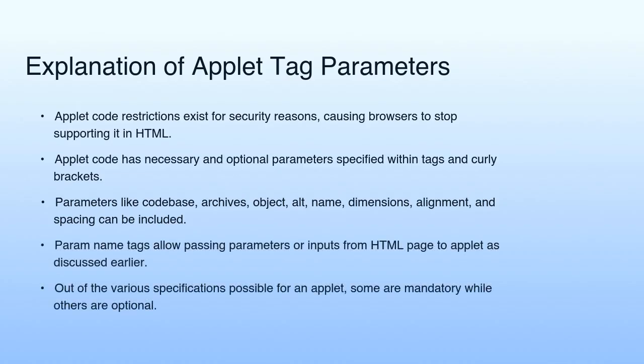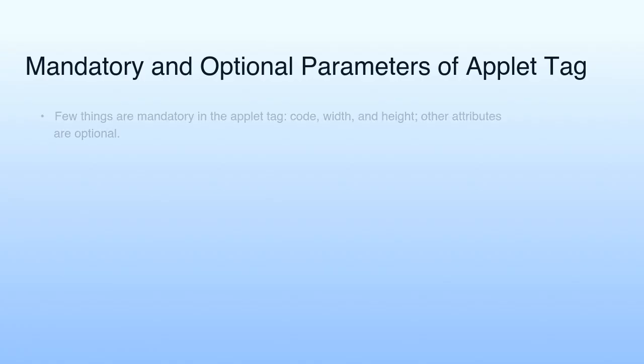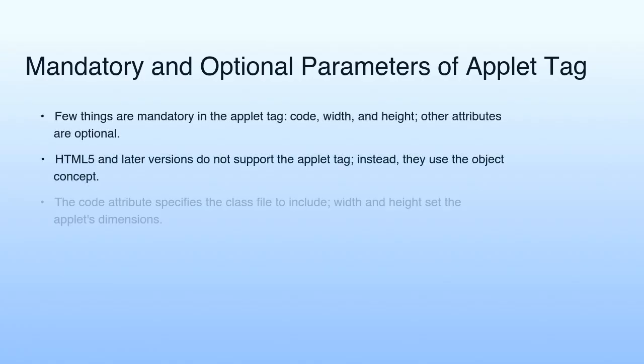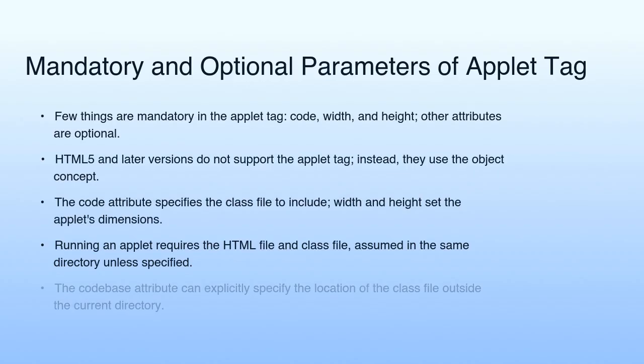An applet has necessary and optional parameters specified within tags and angle brackets, such as codebase, archive, object, alt, name, dimensions, alignment, and spacing. The param name tags allow passing parameters or inputs from the HTML page to the applet, as discussed earlier. While some specifications for an applet are mandatory, others are optional. The applet tag requires a few mandatory attributes: code, width, and height, while other attributes are optional.